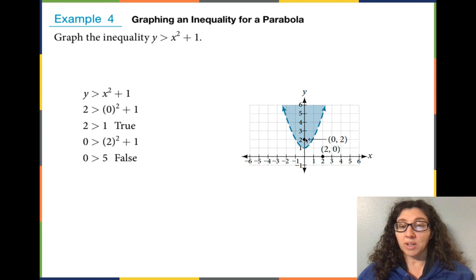They chose the point (0, 2). If we put that point into the inequality, if x is 0, is y = 2 greater than 1? Yep, that is true. So we shade everything including that point inside this parabola. And we could choose something on the other side, like (2, 0). Is 0 greater than 5? Nope. So this whole region, bounded by that dotted line, is not included in the solution set.